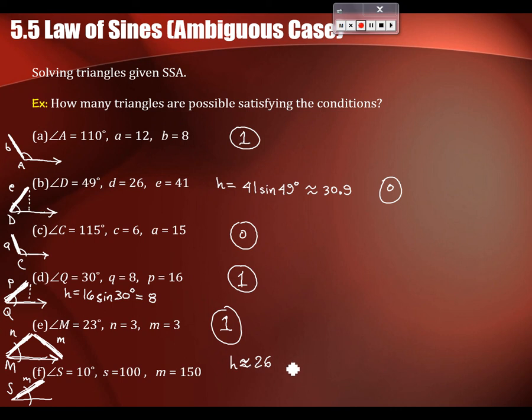And there are 2. Why? Because it's still less than 150, right? We can swing into both positions. Yeah, Isabel. It's 150 times the sine. It's this side length, the one next to the angle, times the sine of the angle. Go back and draw the picture.